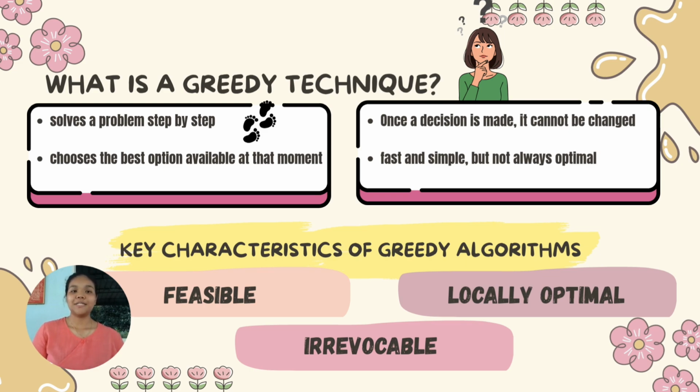There are three characteristics of a greedy algorithm. First, the choice must be feasible, meaning it follows the rules of the problem. Second, it must be locally optimal, which means it gives the best immediate benefit at that step. Third, the decision is irrevocable, meaning once the choice is made, it cannot be changed later. These characteristics explain why greedy algorithms are efficient, but they do not always guarantee the best overall solution.